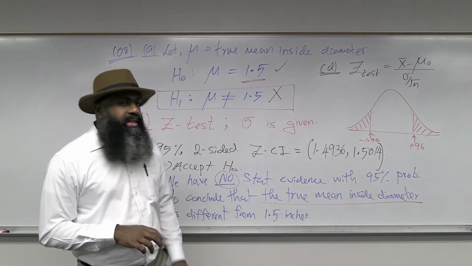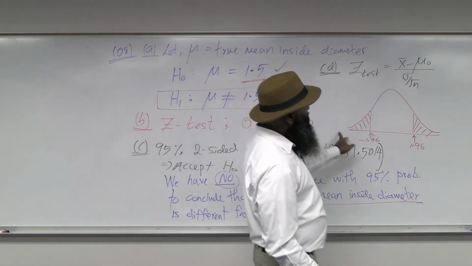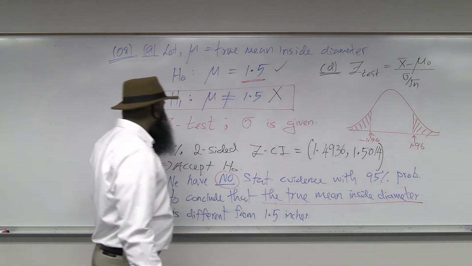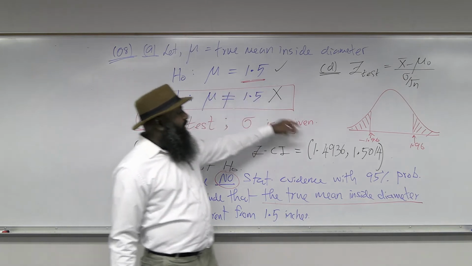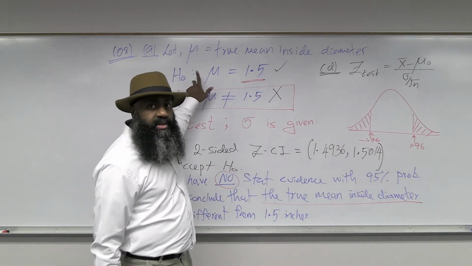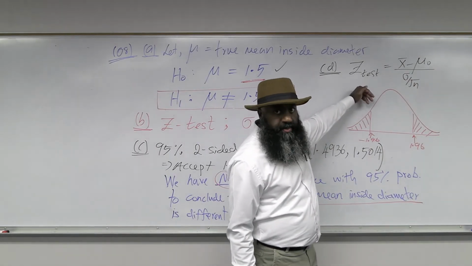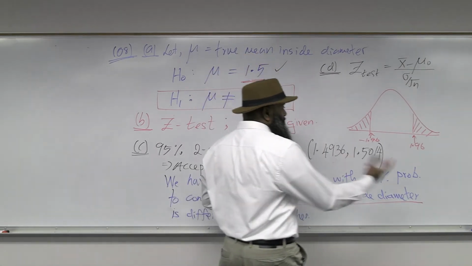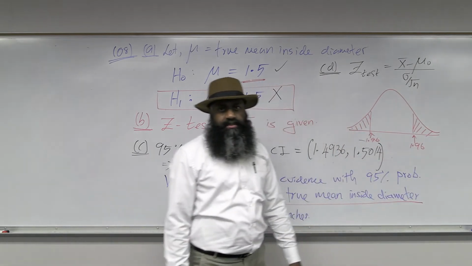Now I need the test statistic and see if it lands on one of these shaded regions. Well, of course, based on our previous answer, it should not land on the rejection regions because we accepted the null hypothesis based on the confidence interval. So based on the test statistic method as well, I should accept the null hypothesis, which means my calculated test statistic should not land on these shaded intervals.